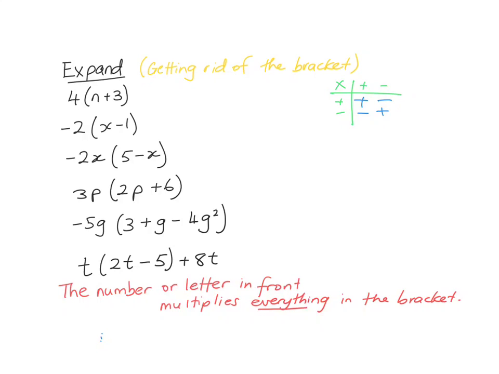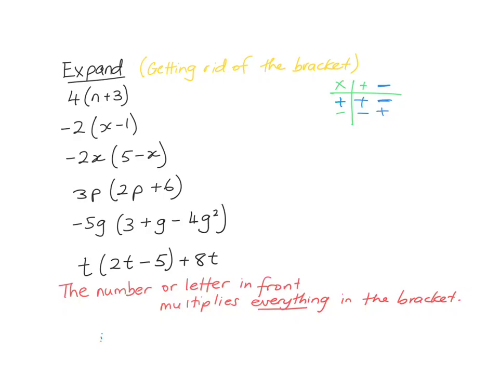The other thing to remind you of is when you're multiplying positive and negative numbers, remember the rules. A positive times a negative number makes a negative number. But if you have two negative numbers multiplied together, you get a positive number. So those rules still apply. At the bottom, I've written the rule for expanding. The number or letter in front of the bracket multiplies everything in the bracket.